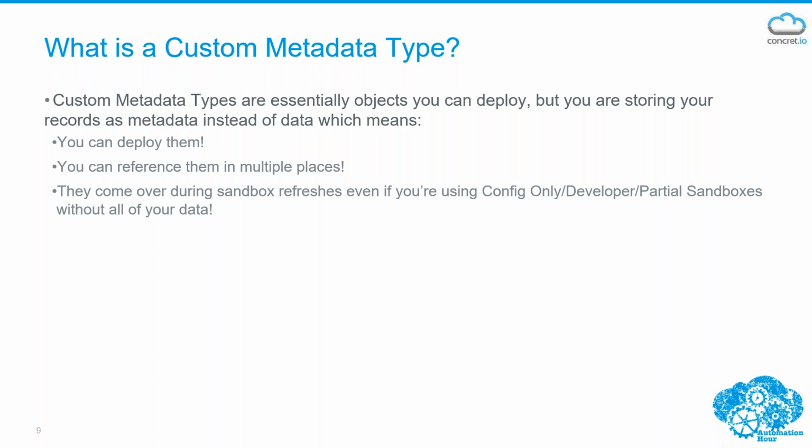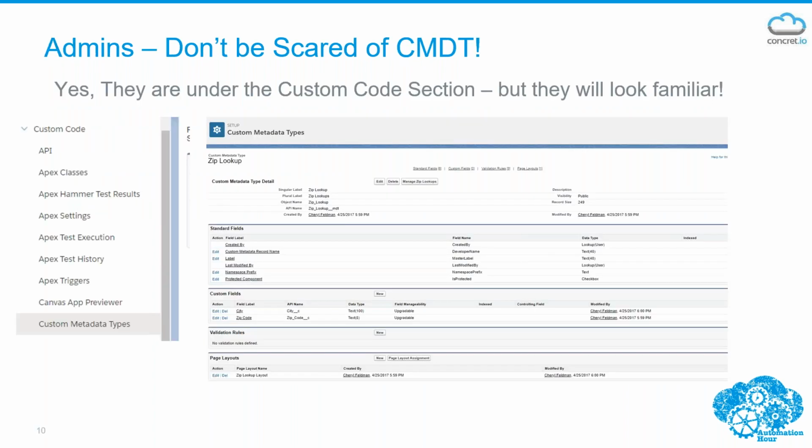So if you maybe don't have a full sandbox, you only have a partial sandbox, and you're housing just a regular custom object to store some reference data, every time you refresh your sandbox or create a new sandbox, or you want to deploy, maybe you've built this out in a sandbox and you want everything to come over to production, it requires an additional step, not just a regular deployment. It requires a data load. Custom metadata types take care of this, and we'll actually go through how to manage them and create one. It's actually very, very, very easy. So don't be scared of custom metadata types.